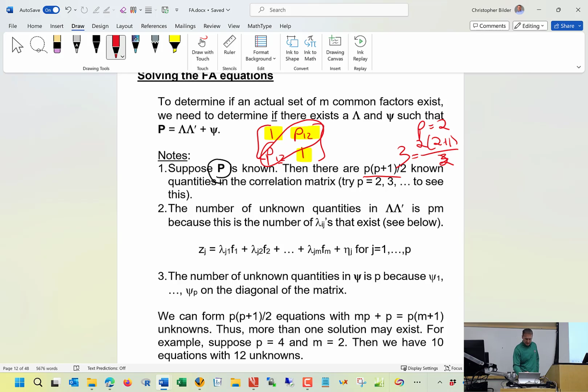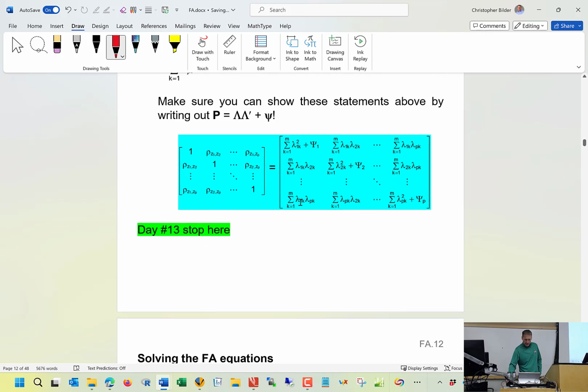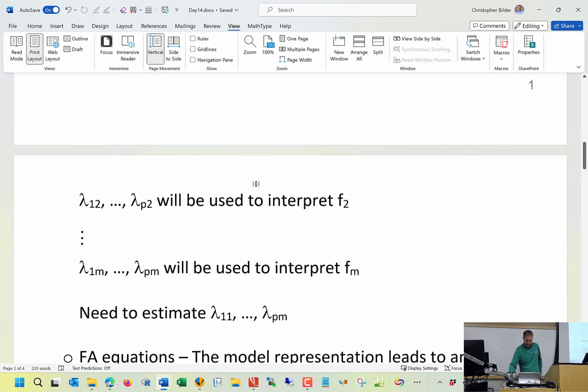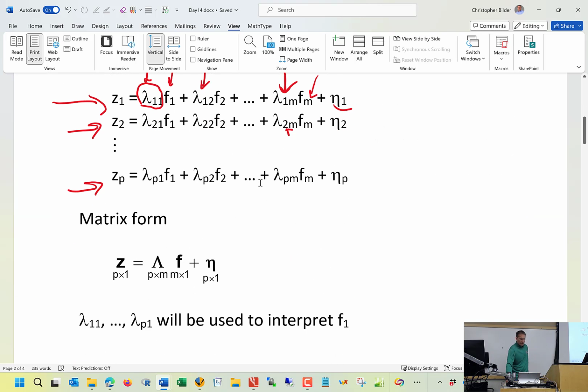Okay. Now, these lambdas are unknown to us. Well, how many lambdas are unknown? Actually, let me go back to what we had here. I think it's easier to see it in this form here. I have p rows, or p different equations. I have m common factors. So that means I have p times m different lambdas that I want to get at.